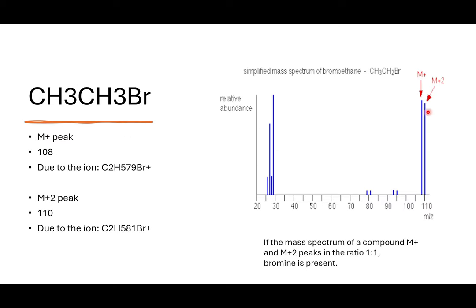So it's going to be really, really close in ratio. It's roughly a 1-to-1 ratio. Therefore, the M plus and M plus 2 peaks for bromine will be really, really close. Hopefully that makes sense. The abundances are going to be really close. For chlorine, it's not going to be really close. But for bromine, it is. All right? Is that fine, guys?